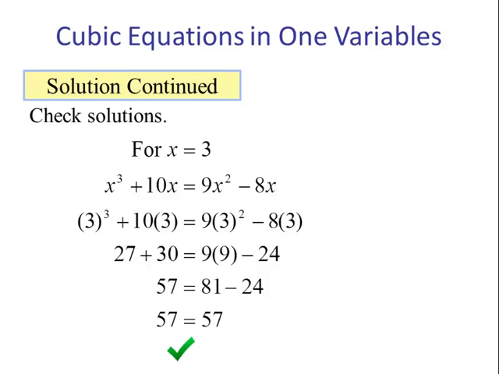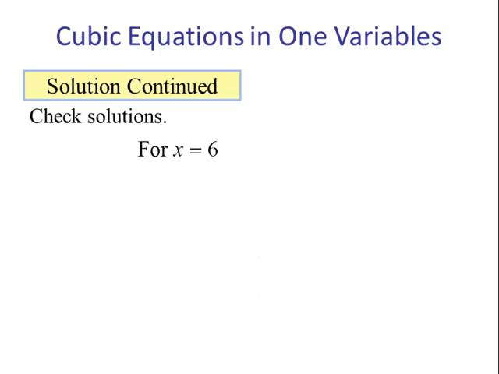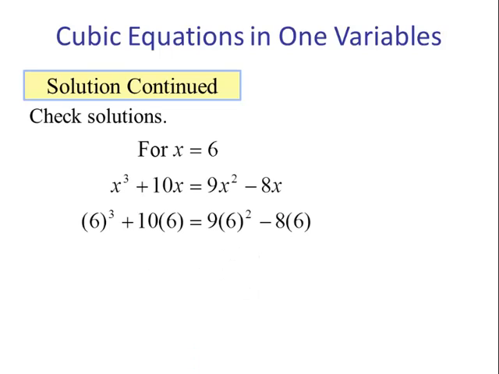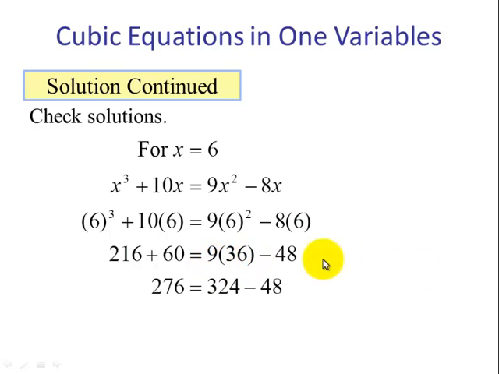It checks. For our last solution, when x is 6, we have 6 cubed, which is 216, plus 60. Does that equal 6 squared, which is 36, times 9, minus 48? 9 times 36 is 324, minus 48. Does that equal 276? And it does. So the left hand side equals the right hand side. It checks. So we have verified all three solutions.